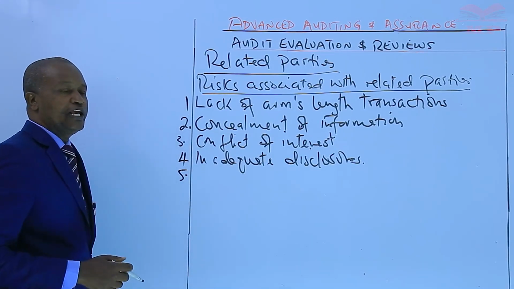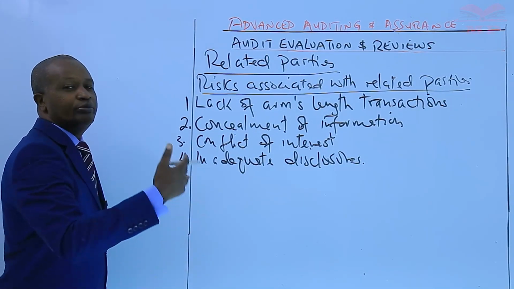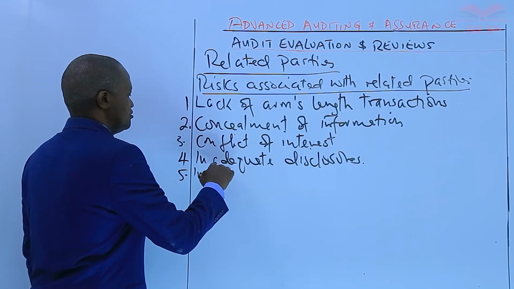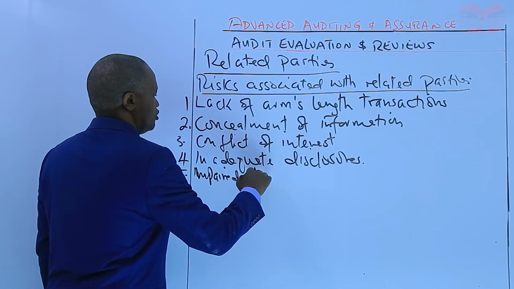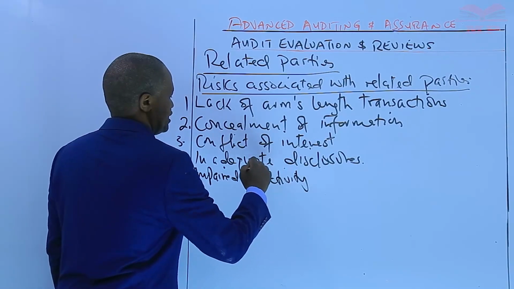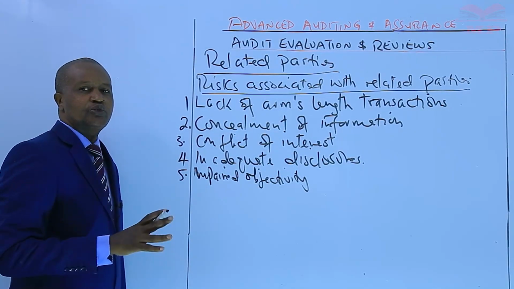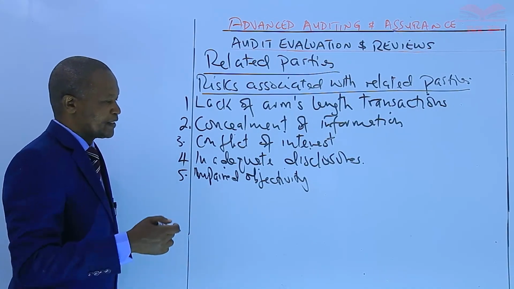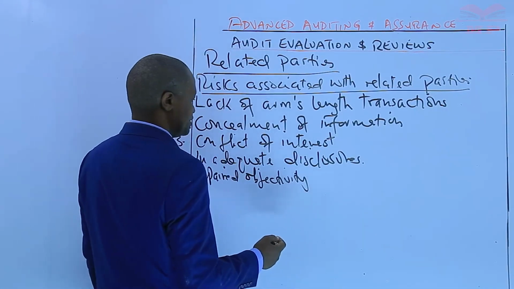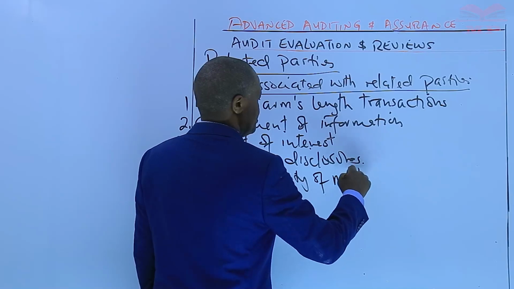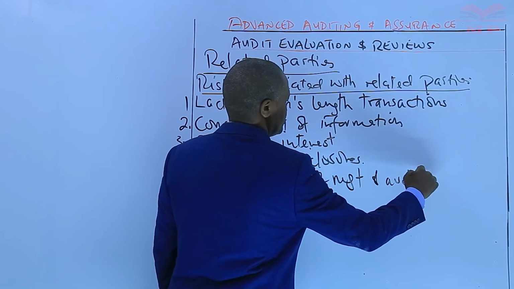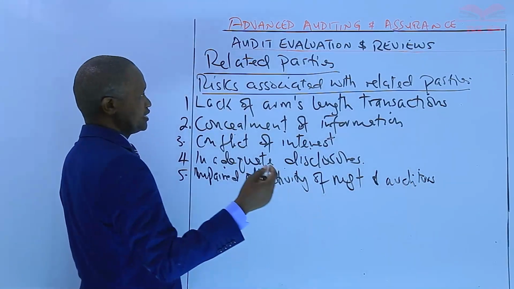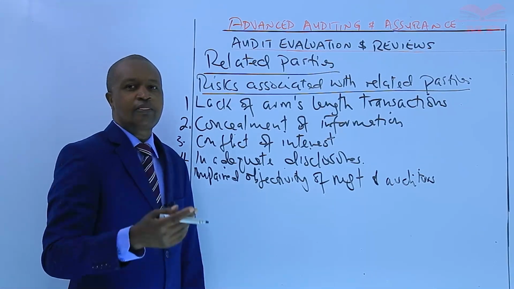We can also cite impaired objectivity. And this impairment is in relation to management. The impaired objectivity of management and auditors is another risk that is associated with related parties.